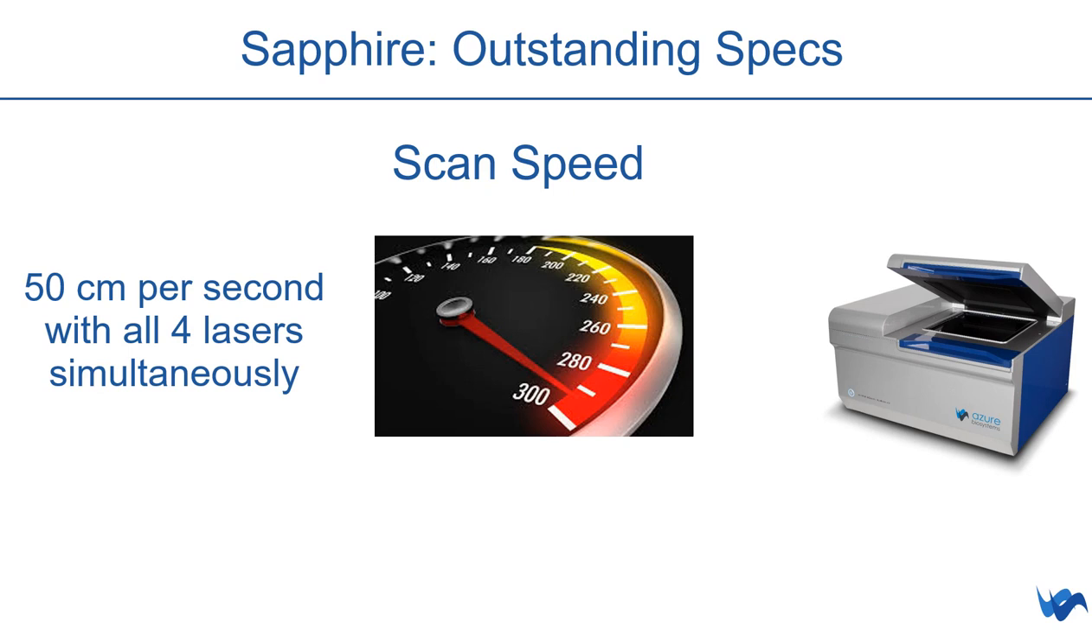The Sapphire is also very fast. It's scanning 15 centimeters per second. And the special thing is that we are scanning with up to 4 lasers simultaneously. And this, you can imagine, gives you really a speed boost. You don't need to wait until the first laser is finished and then the second is scanning. We can scan with 4 lasers simultaneously. If you want to scan sequentially, we also have this option in our device.